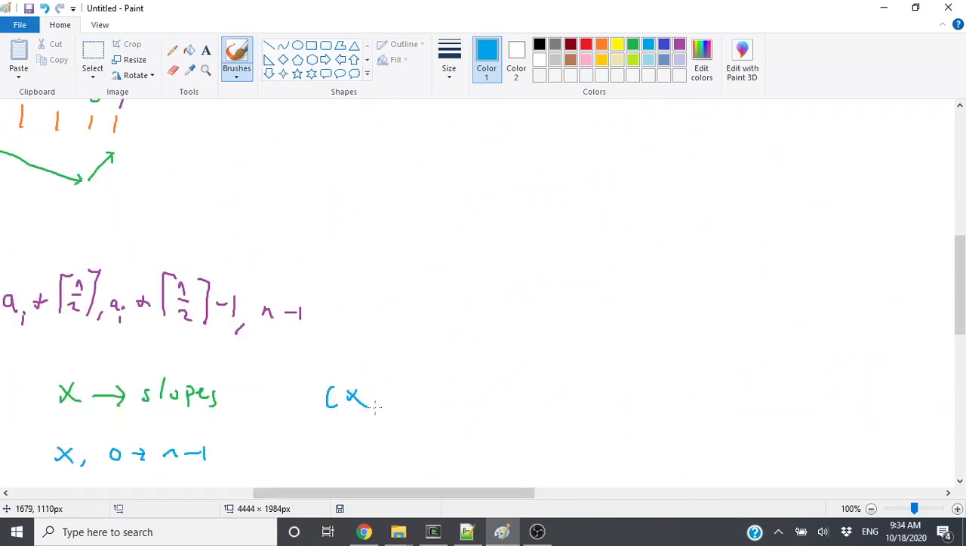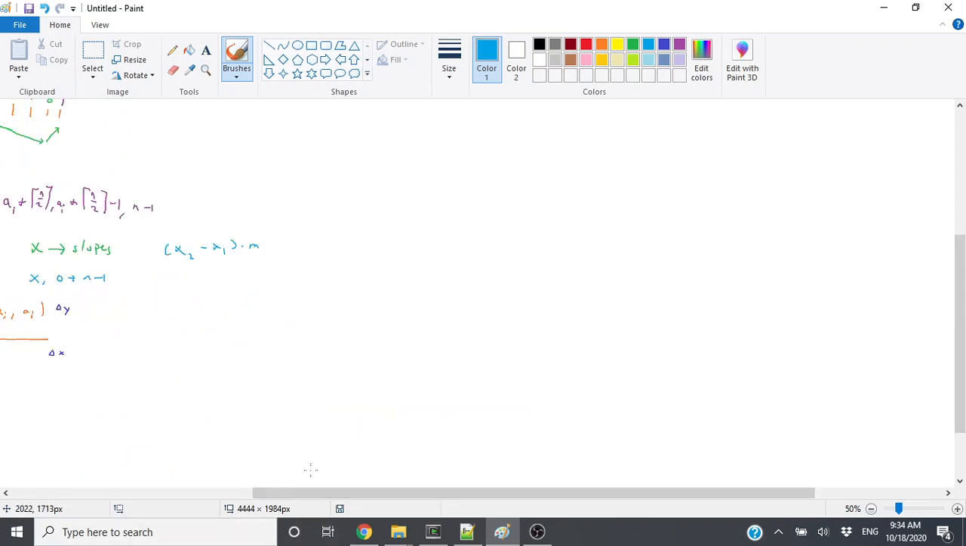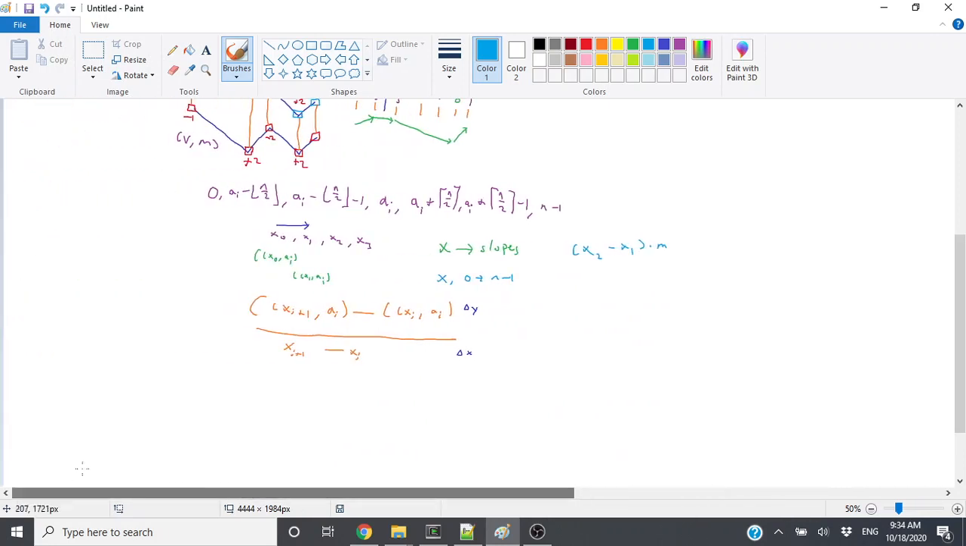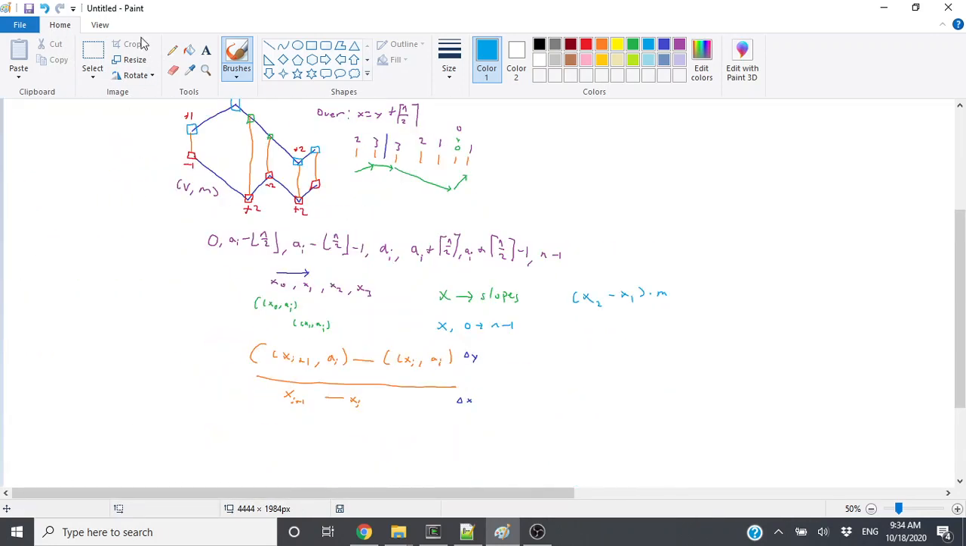It's x2 minus x1 times the slope. And then we update the slope, and we just do this for the whole function. That is how my solution works. If any of that was confusing, you can also see my code. It does the same thing.